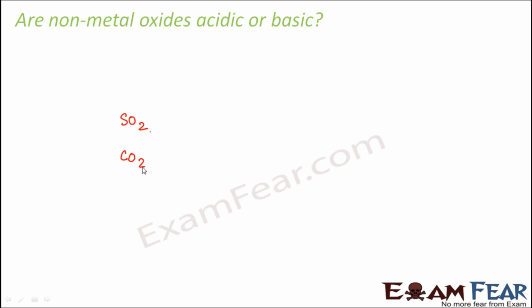For that, we will follow the same litmus test, and for that we need a solution so that we can dip the litmus paper. So how do we prepare a solution? We will mix these with water. When sulfur dioxide is mixed with water, it forms H2SO3. We will tell the name later. Similarly, when carbon dioxide combines with H2O, it forms H2CO3.